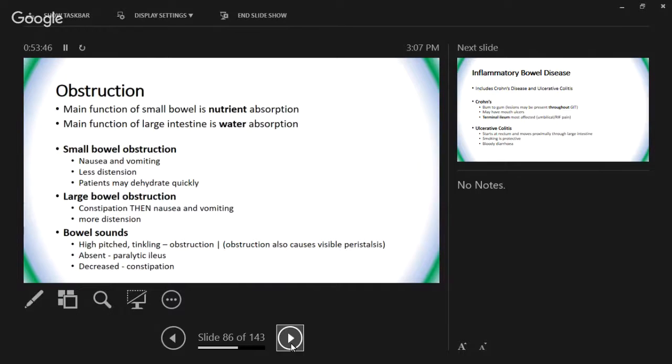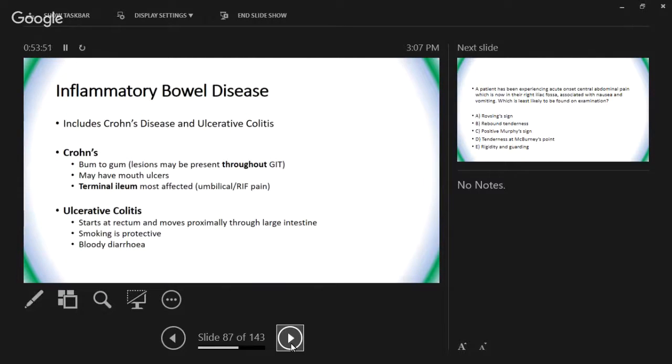Inflammatory bowel disease, I don't know if you guys covered this much. With Crohn's, you can get inflammation right through the GIT. So on your GIT exam, you might see some mouth ulcers. And that commonly affects the terminal ileum. Ulcerative colitis starts at your rectum and moves proximally through the large colon.